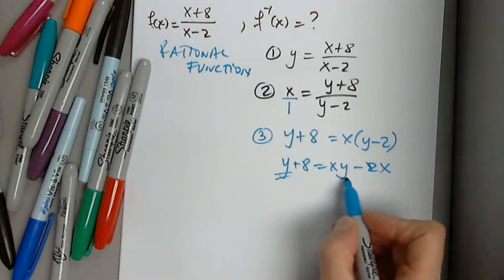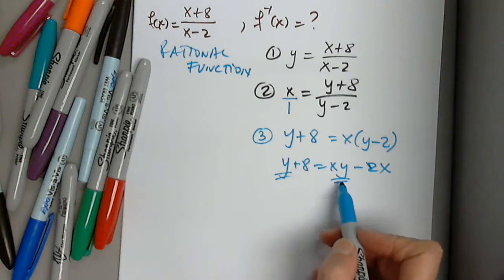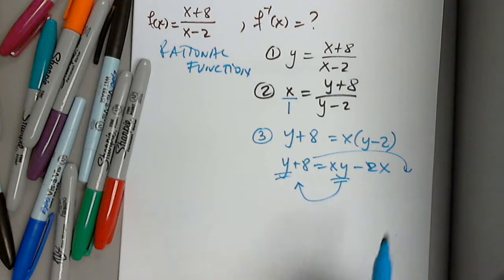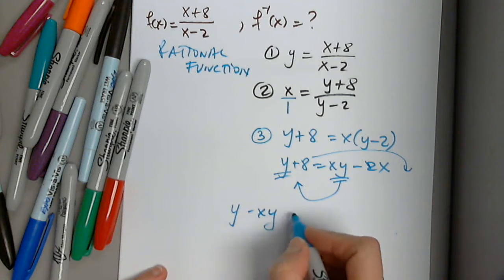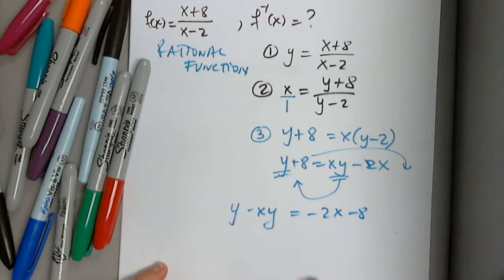I'm focusing on y. So I have to move this here and this here. But the focus is y. My first concern is y. It's correct to move the other term to the other side, absolutely. But my focus is y. So then I have y minus xy equals negative 2x minus 8.